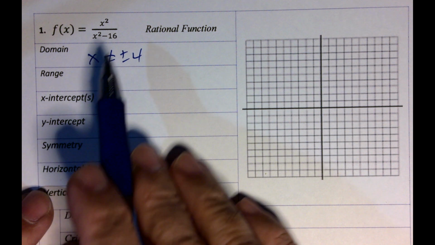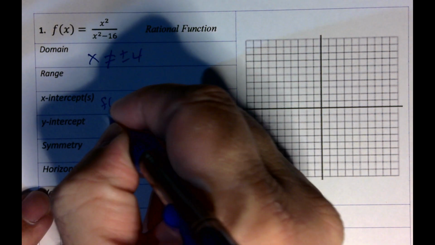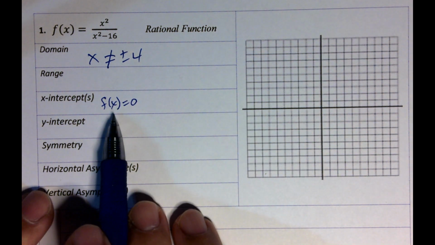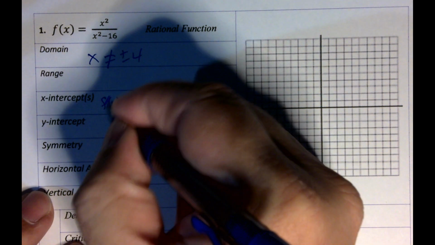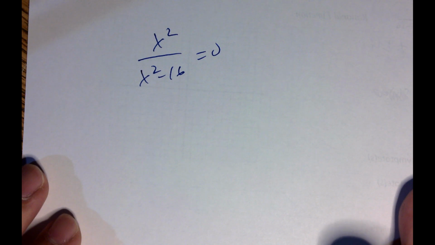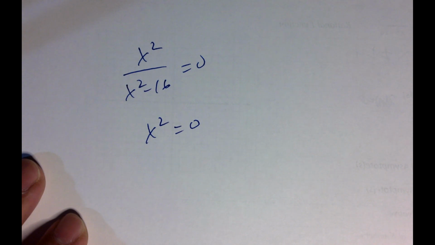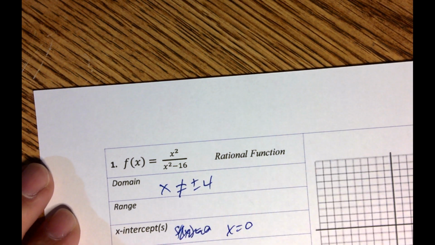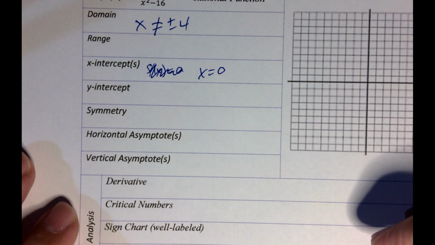Range, like I said, we're going to save that for last. X-intercept, that's when the function's equal to 0. So you're going to solve this equation, f of x equals 0. I shouldn't have written it there. That will be the work, not the answer. So I'm going to scratch that out and do the work for that. So we're doing x squared over x squared minus 16 equals 0. So that means for a fraction equals 0, only the numerator equals 0. So that means x equals 0. So that's the answer. So the x-intercept is at x equals 0. It crosses at x equals 0.